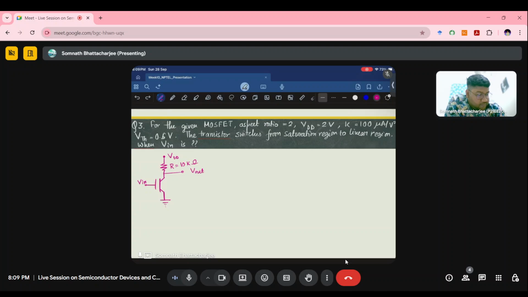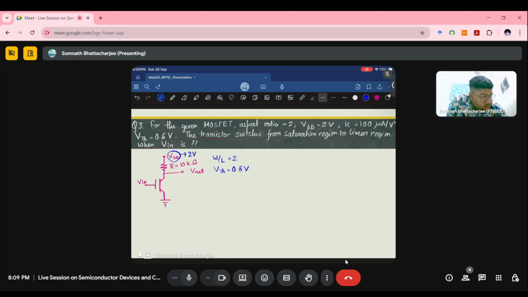Let's remove this M1 for now. So this is the transistor we are working for. This transistor has an aspect ratio, W by L, of 2. The VDD value is 2. So they have already given that this value is 2 volts. They have already given K is 100, and the aspect ratio W by L is 2, and the threshold voltage VTH is 0.5 volts here.